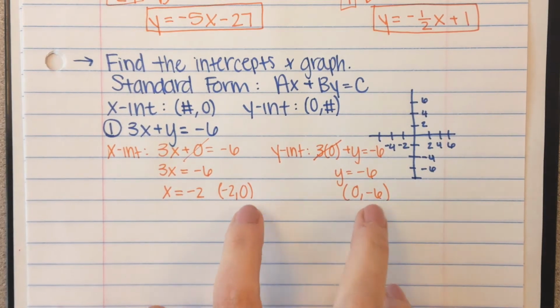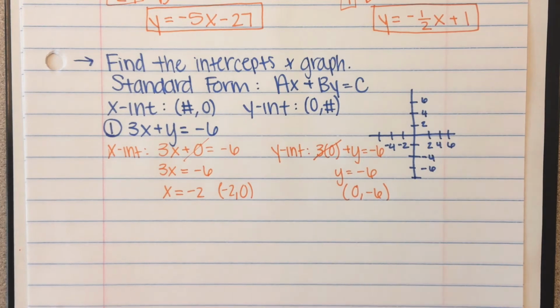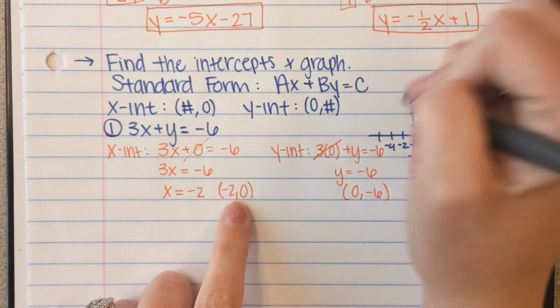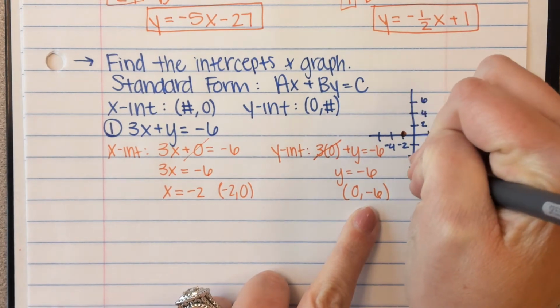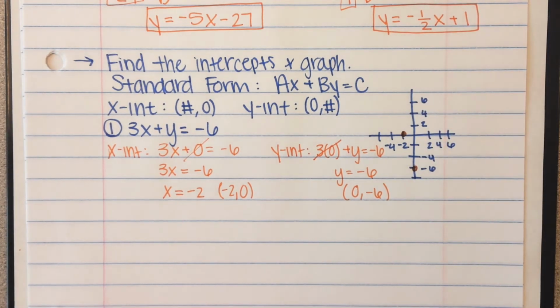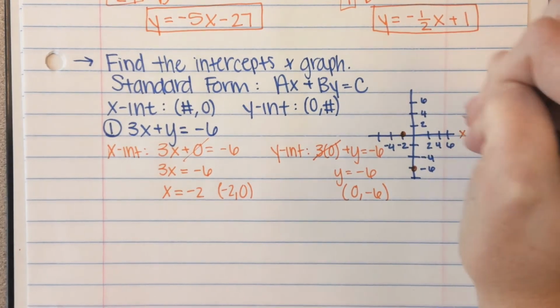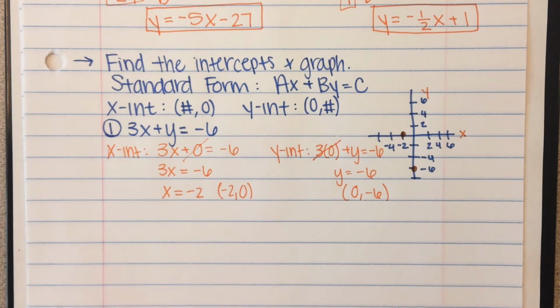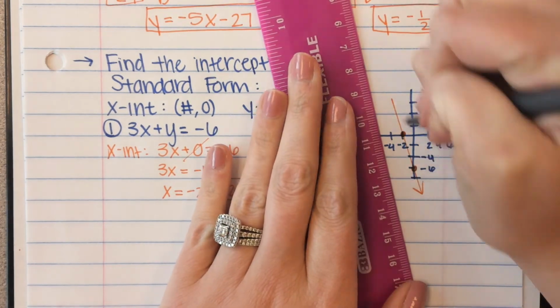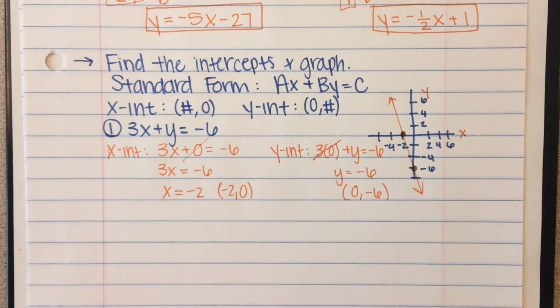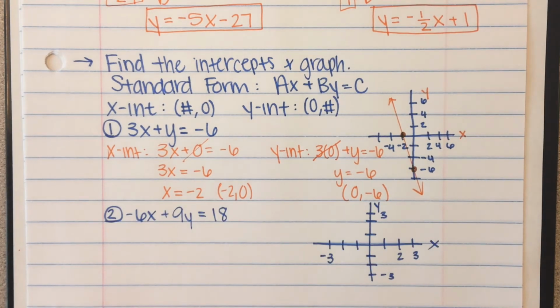We turn those into coordinate points, and now we're going to plot them on the graph. So for our x-intercept, it's negative 2. For our y-intercept, it's negative 6. So make sure you go to the correct axis. X is horizontal, Y is vertical. If you need to label that, you can. You will be graphing these in Math Excel, though, so you won't actually have to draw out your graphs for your work. And then connect those points with a line, arrows on the end. There you go.